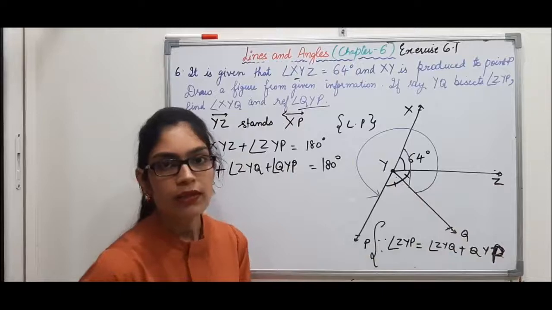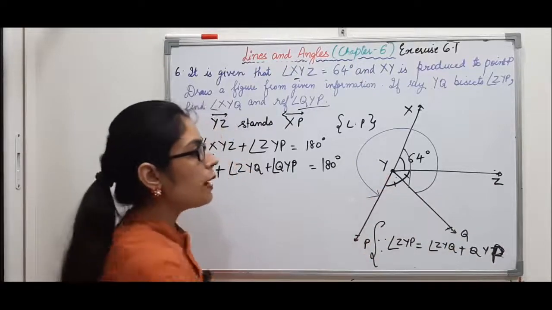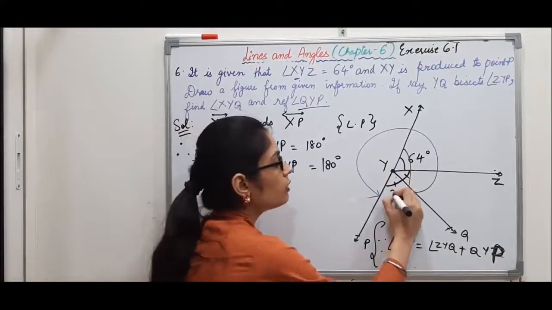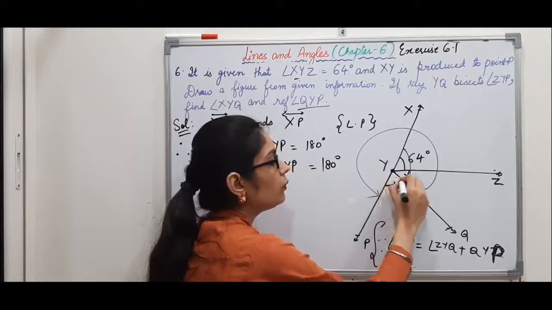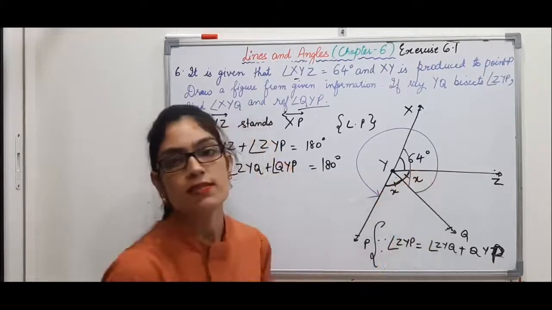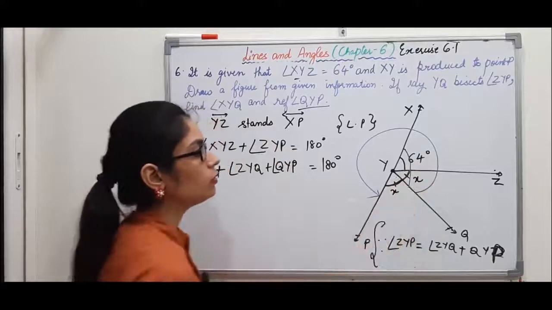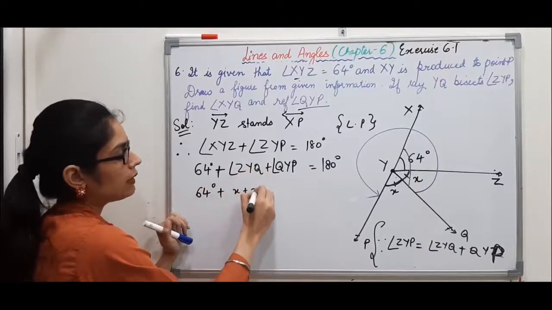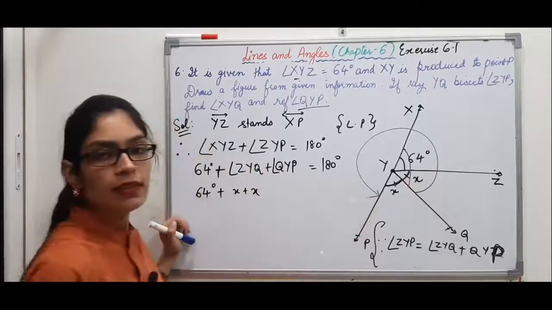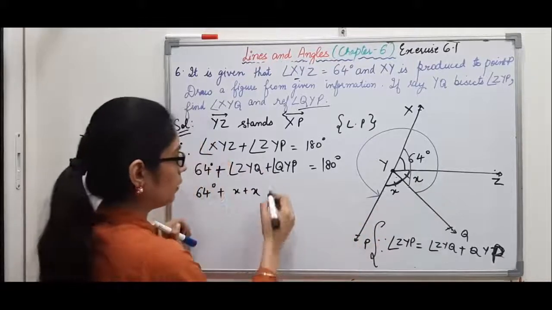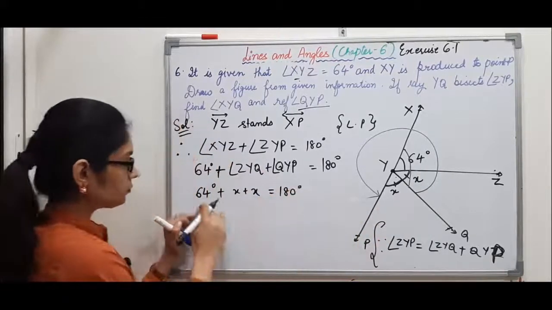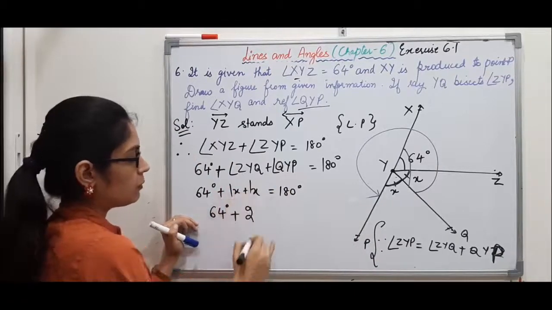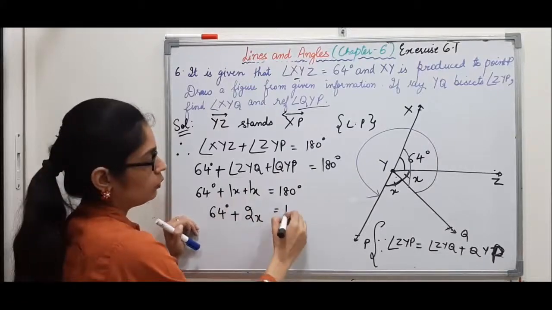Now it's already given to us that this ray YQ is bisecting this angle. Bisecting means dividing into two equal parts. So let us assume this is equal to x, and if this part is equal to x, this part is also equal to x, because these are two equal parts. So let's write down the values. 64 degrees plus x, because we have assumed the value of these angles as x, and both of these angles are equal to 180 degrees. So 64 plus x plus x, 1x plus 1x is equal to 2x, equals 180 degrees.